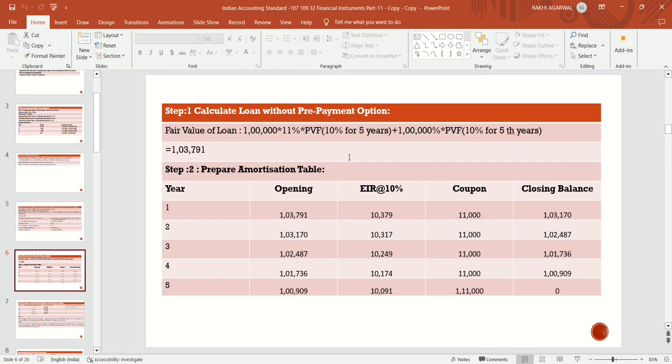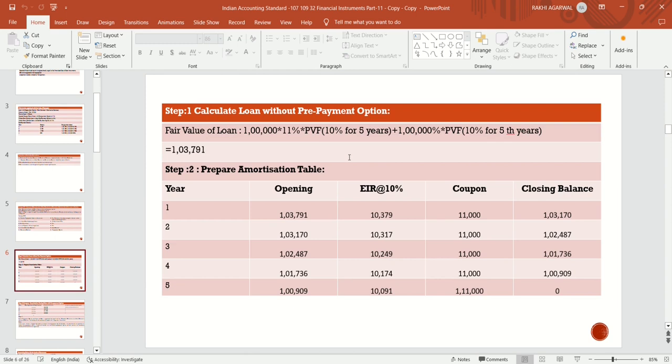In year 1, the opening value will be 103791. The effective interest rate is 10%, which is without the prepayment option. Then the coupon, the interest to be paid, is 11,000 every year. At the end of year 5, it will pay 1,11,000, and the closing balance will be this. So the opening plus interest at the rate of 10% becomes 10,379. The coupon paid is 11,000. So opening plus effective interest minus coupon, the closing balance becomes 103170.